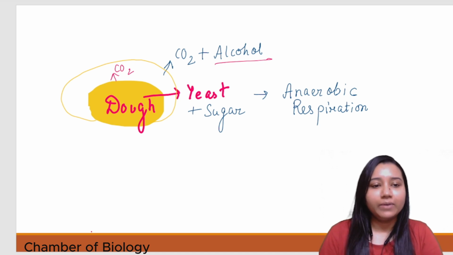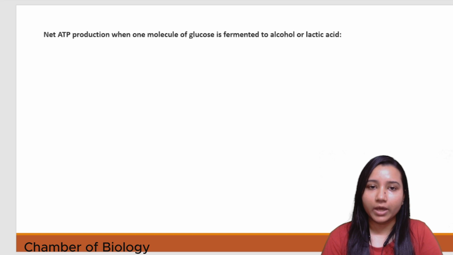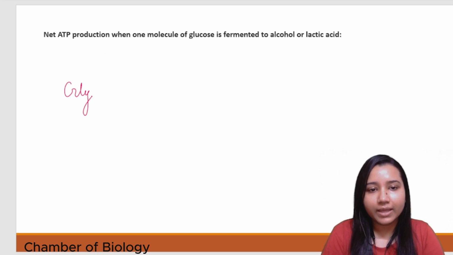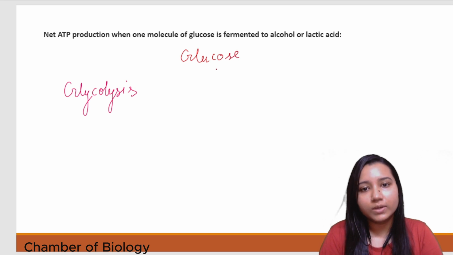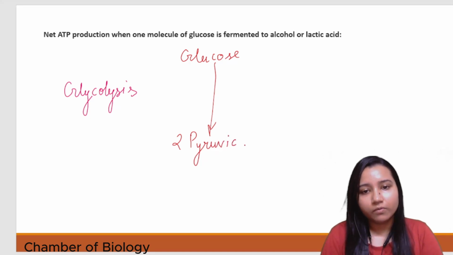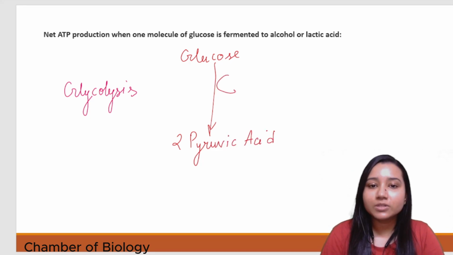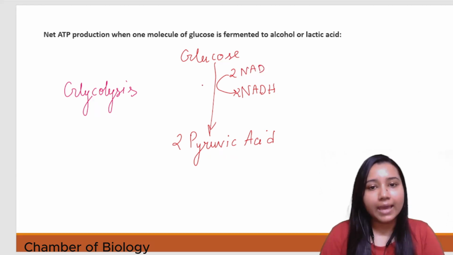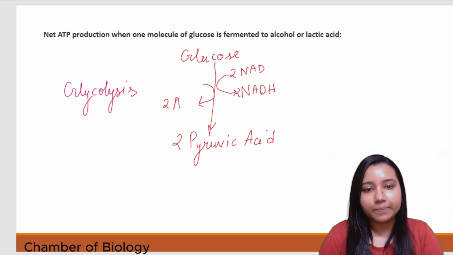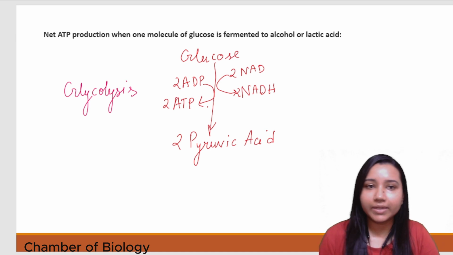Okay. So now let us come to the net ATP production. We have seen during glycolysis that one glucose molecule was giving two pyruvic acid, right? But in this process, what we have noticed is that 2 NADH were being released and 2 NAD were utilized. And we have also seen that 2 ATP were released and 2 ADP were utilized. It is a net gain I am telling about.